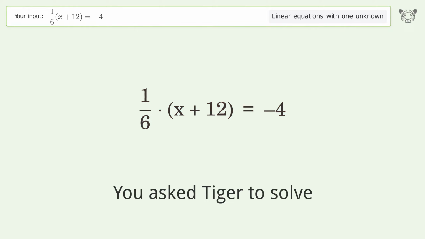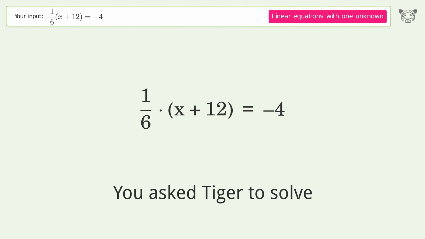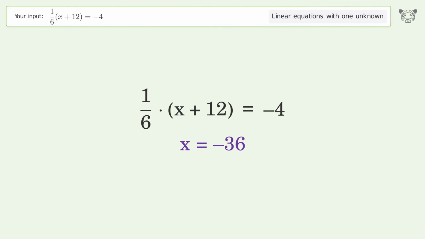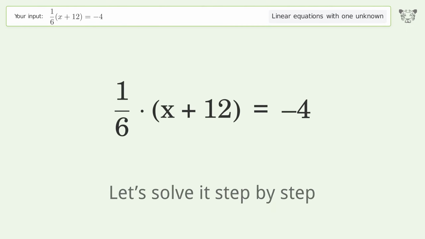You ask Tiger to solve this. It deals with linear equations with one unknown. The final result is x equals -36. Let's solve it step by step.